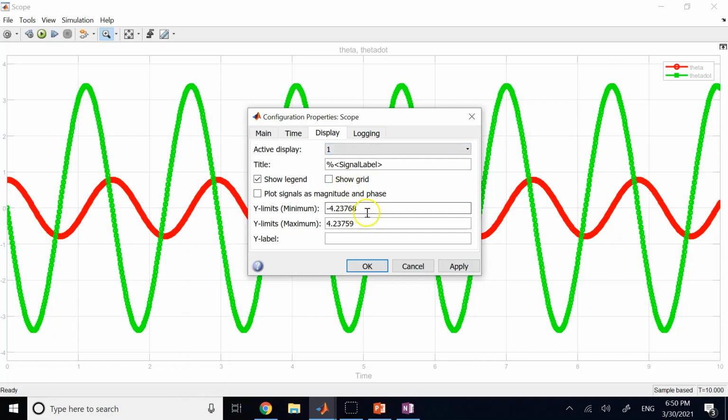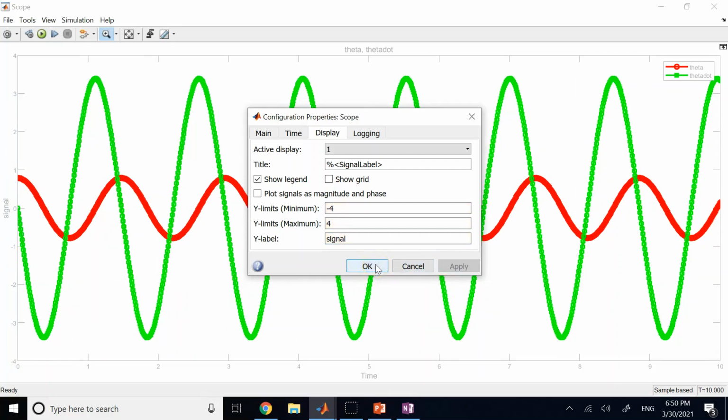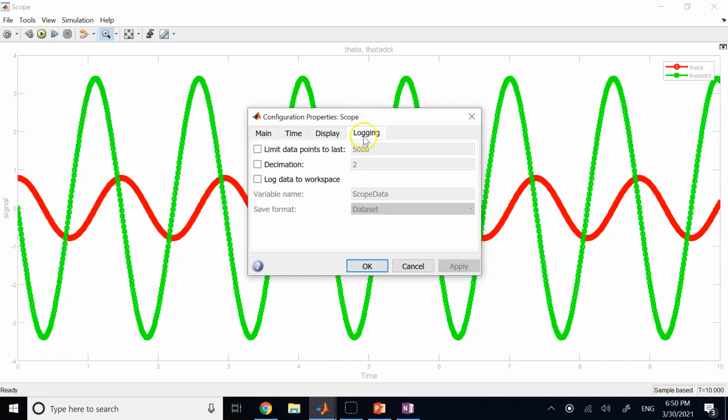And if you want, you can change the limits of the axis, right? So here you can make it just -4 to 4. You can provide some value for the Y label if you want. Okay, here, right? And if you want, you can also save this data to the workspace.